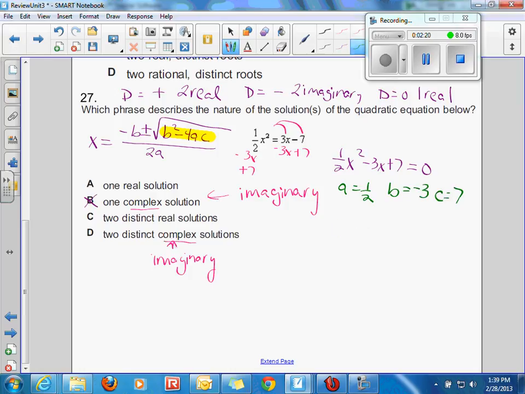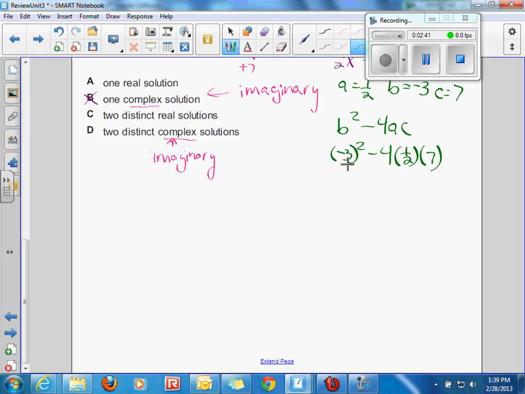And all I want is the discriminant, so all I'm going to calculate is the b squared minus 4ac. So that would be negative 3 squared, and you have to put that in parentheses because the negative is squared as well as the 3. Minus 4 times a 1/2 times c 7. So negative 3 squared is 9 minus 4 times 1/2 is 2 times 7 is 14. So 9 minus 14 is negative 5.